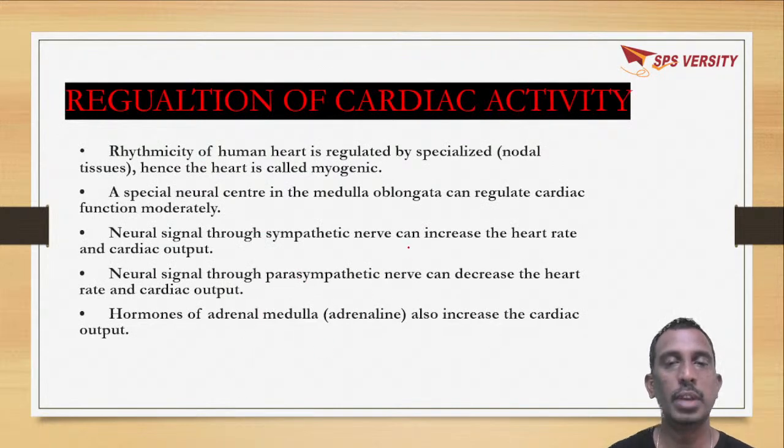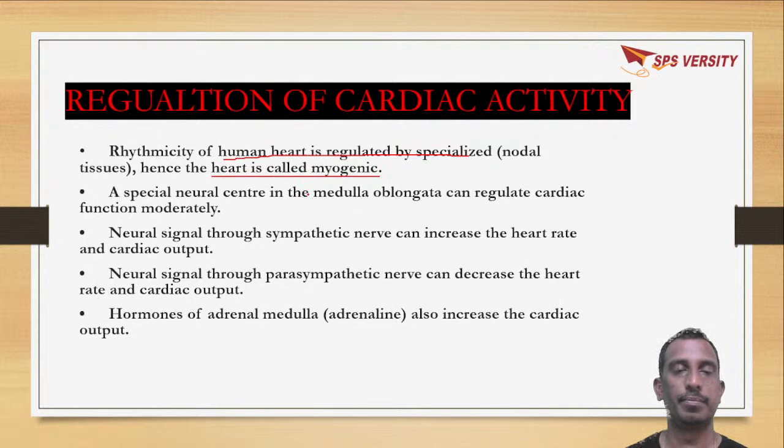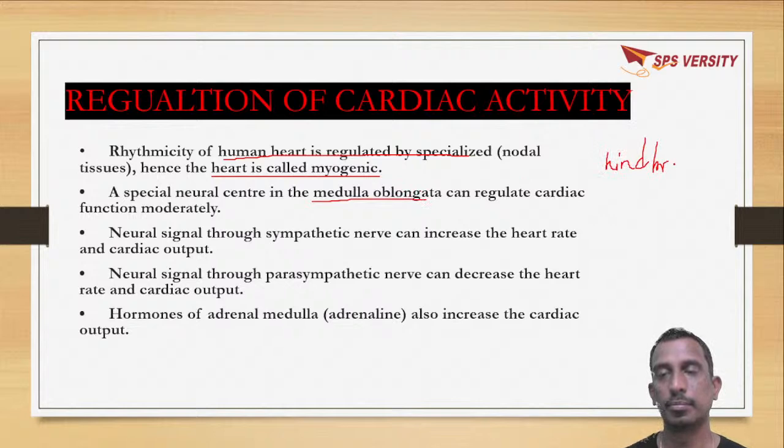Okay. So till now we have discussed double circulation, coronary circulation, and we have discussed the portal systems, pulmonary circulation and systemic circulation. Okay. How is this cardiac activity controlled in our body? So the rhythmicity, that is the heartbeat, is regulated by specialized nodal tissue. It is called myogenic. Okay. A special neural center is present in the medulla oblongata, which comes under the hindbrain, which can regulate cardiac function moderately.